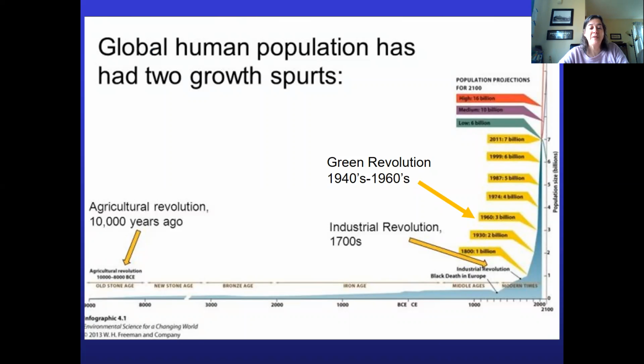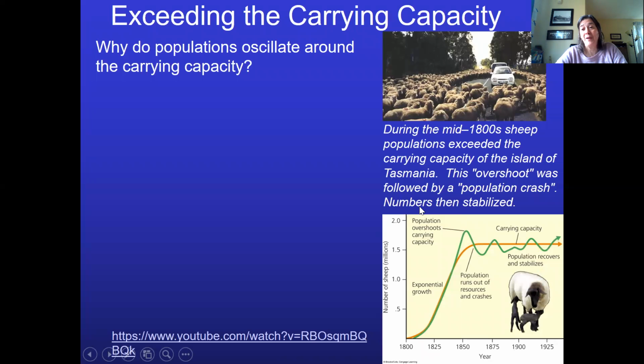So when you look at humans over time, it's hard to see the growth here because our population was so little on the scale of this graph. But if you look over here, we had a jump with the Industrial Revolution and then a jump again with the Green Revolution. Okay, so what happens if you exceed your carrying capacity? You're going to exceed your resources, and so you're going to suffer a population crash.